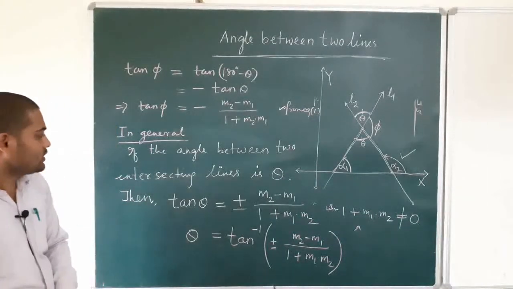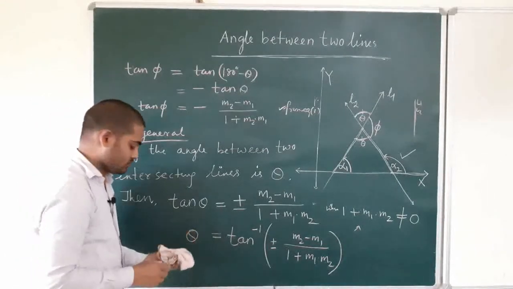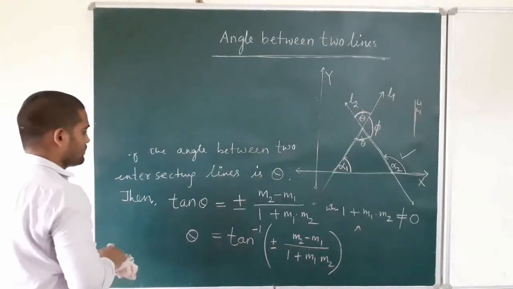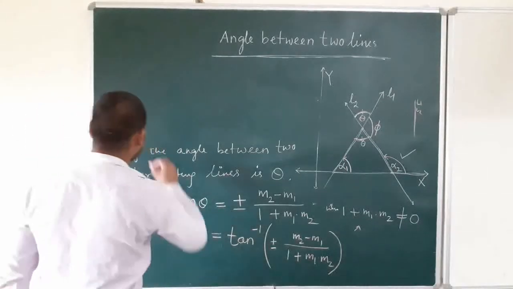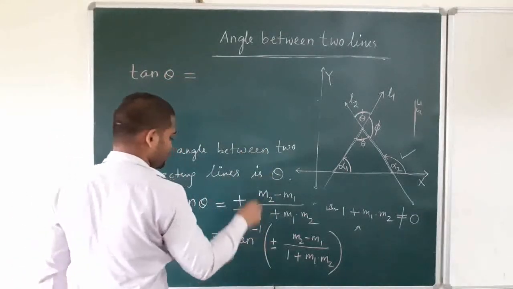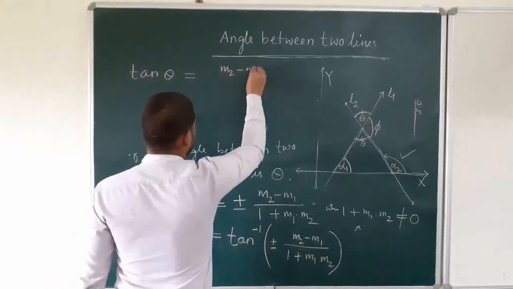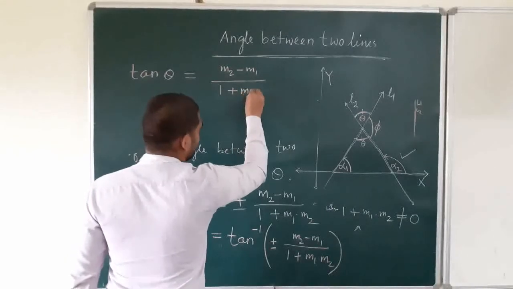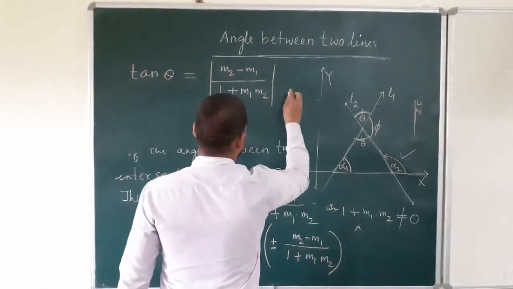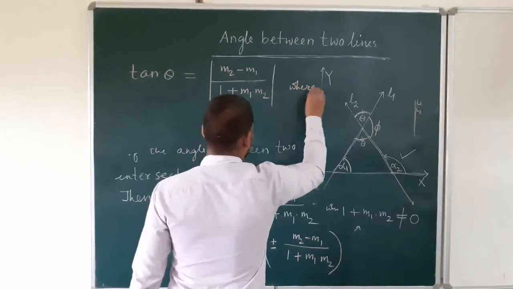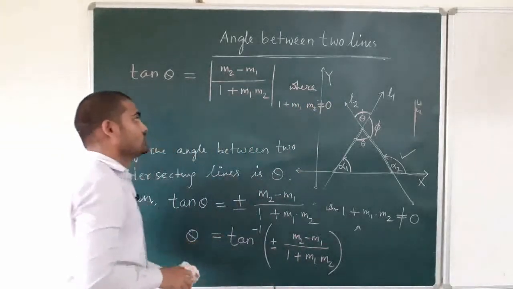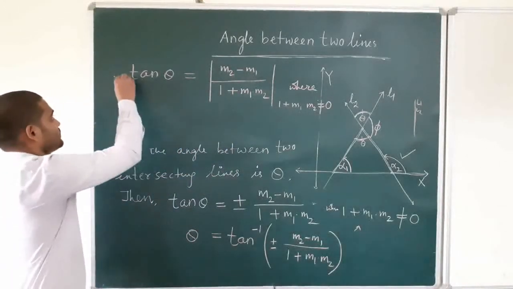Okay? Or you may write down tan theta is equal to modulus, absolute value, of m2 minus m1 by 1 plus m1 into m2, where 1 plus m1 into m2 does not equal 0. You should remember this one. Okay?